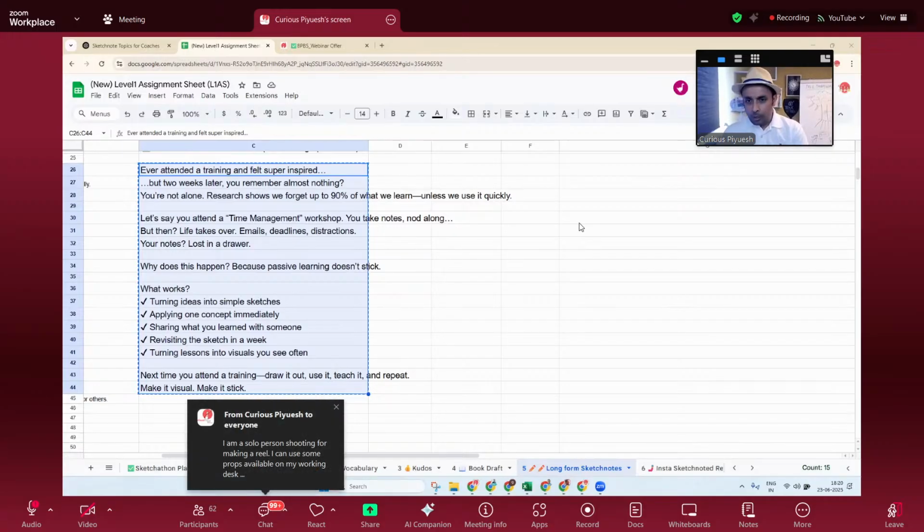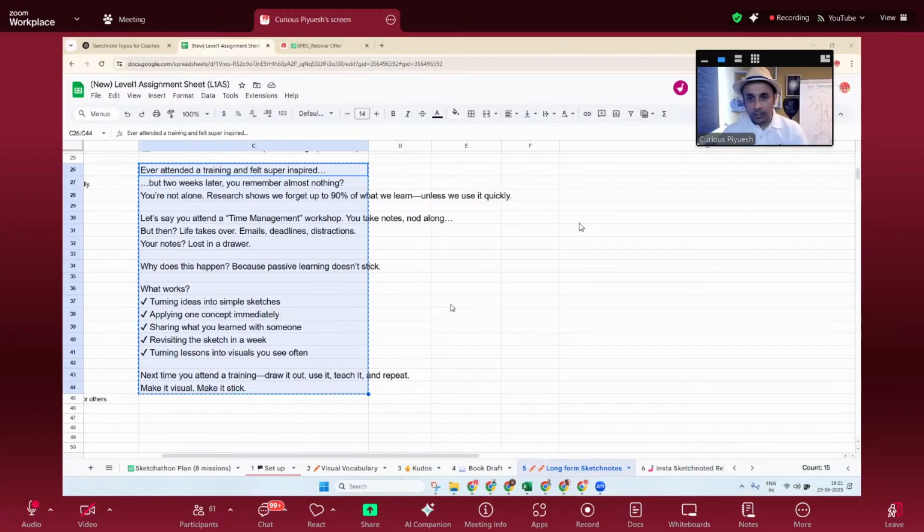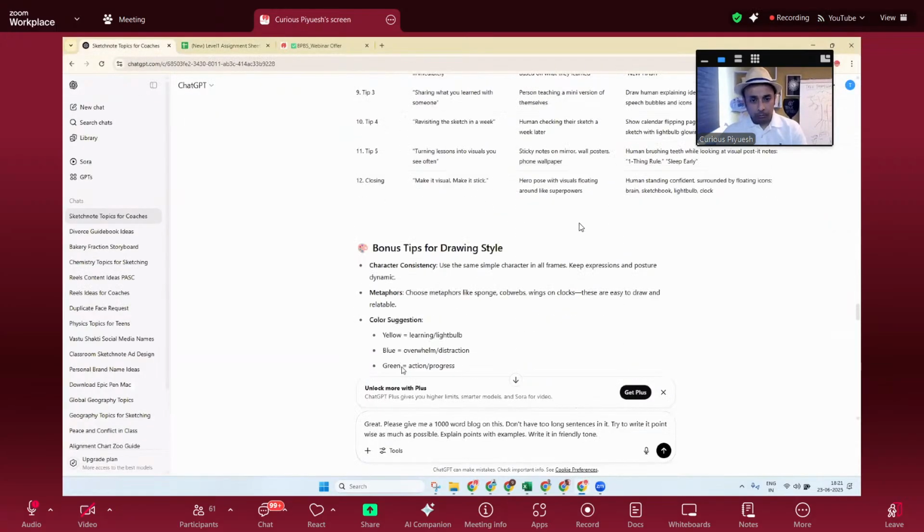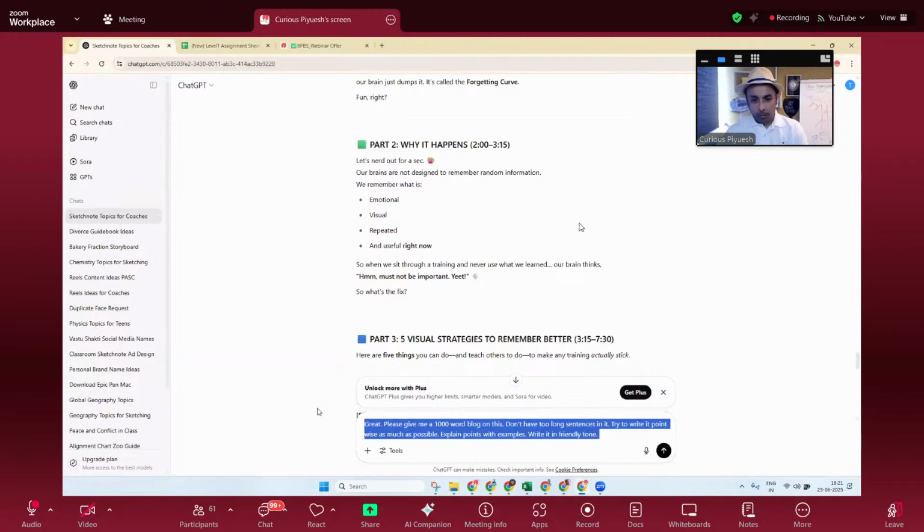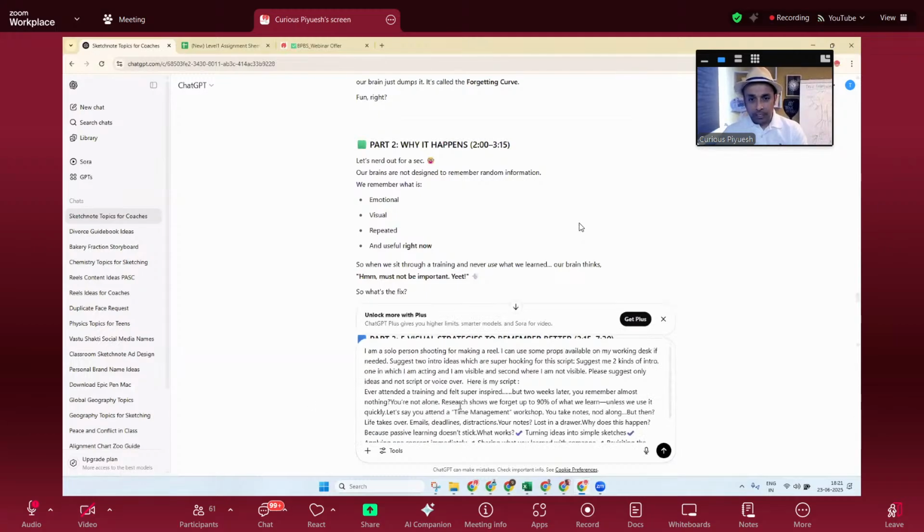So that's the prompt, and this is my script. Note down this script also somewhere in your Word document or maybe in your notes. And now paste everything together. So I'm pasting it here. Look at this. Where is my prompt here? Prompt is, I'm a solo person shooting. So basically I'm giving that there's no one to help me. And I'm going to ChatGPT now. So that's the pasting I have done.